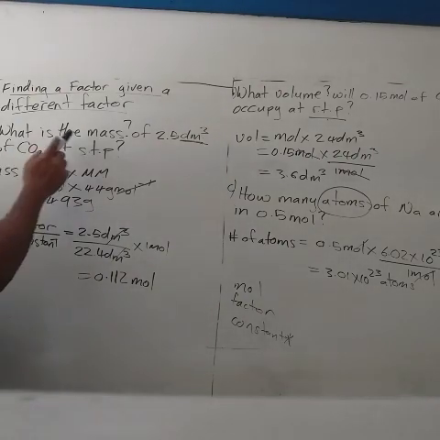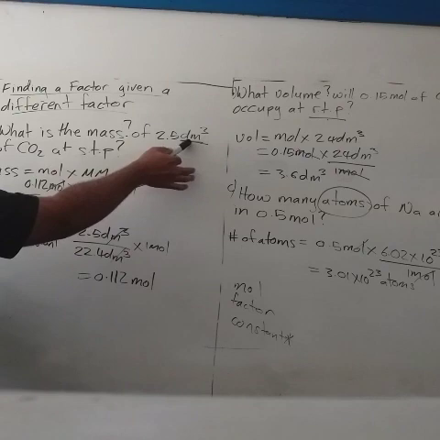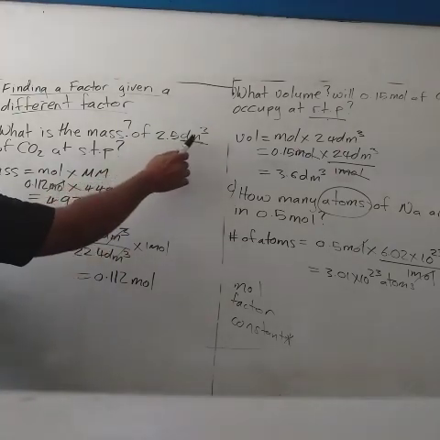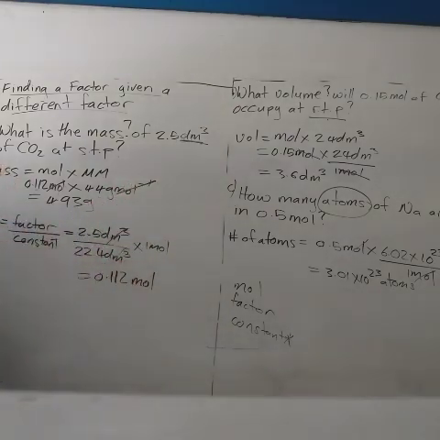The question says, what is the mass? It asks you for a factor, so it's mole times constant. As you know by now, once you get mass, the constant for mass is molar mass. So it would be mole times molar mass. However, the question did not give you any moles. So you need to convert this to moles. You see the unit is dm cube, that means it is volume. It says STP, so the value now is not 24, but 22.4. That's the constant when it's STP. So you divide by the 22.4, you get the moles, and you complete the question.